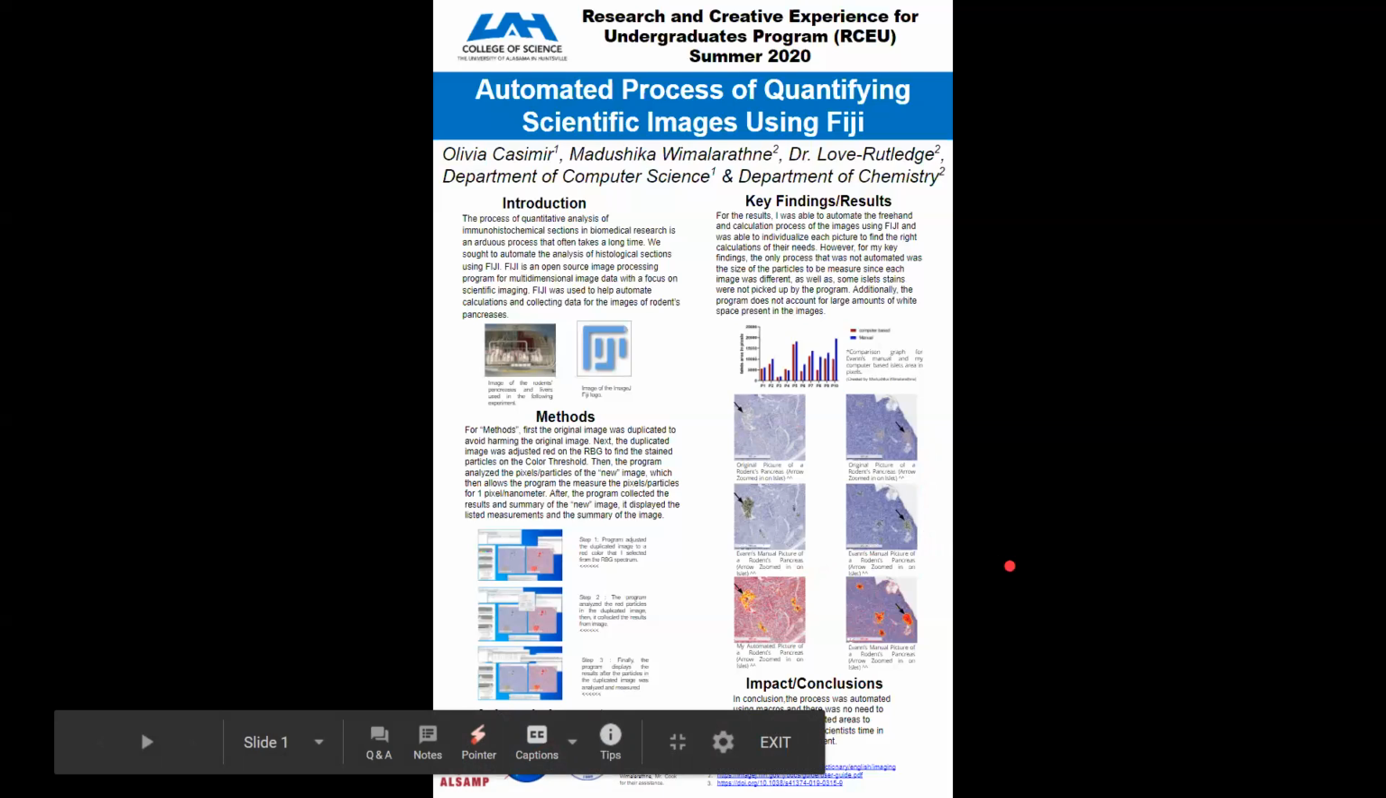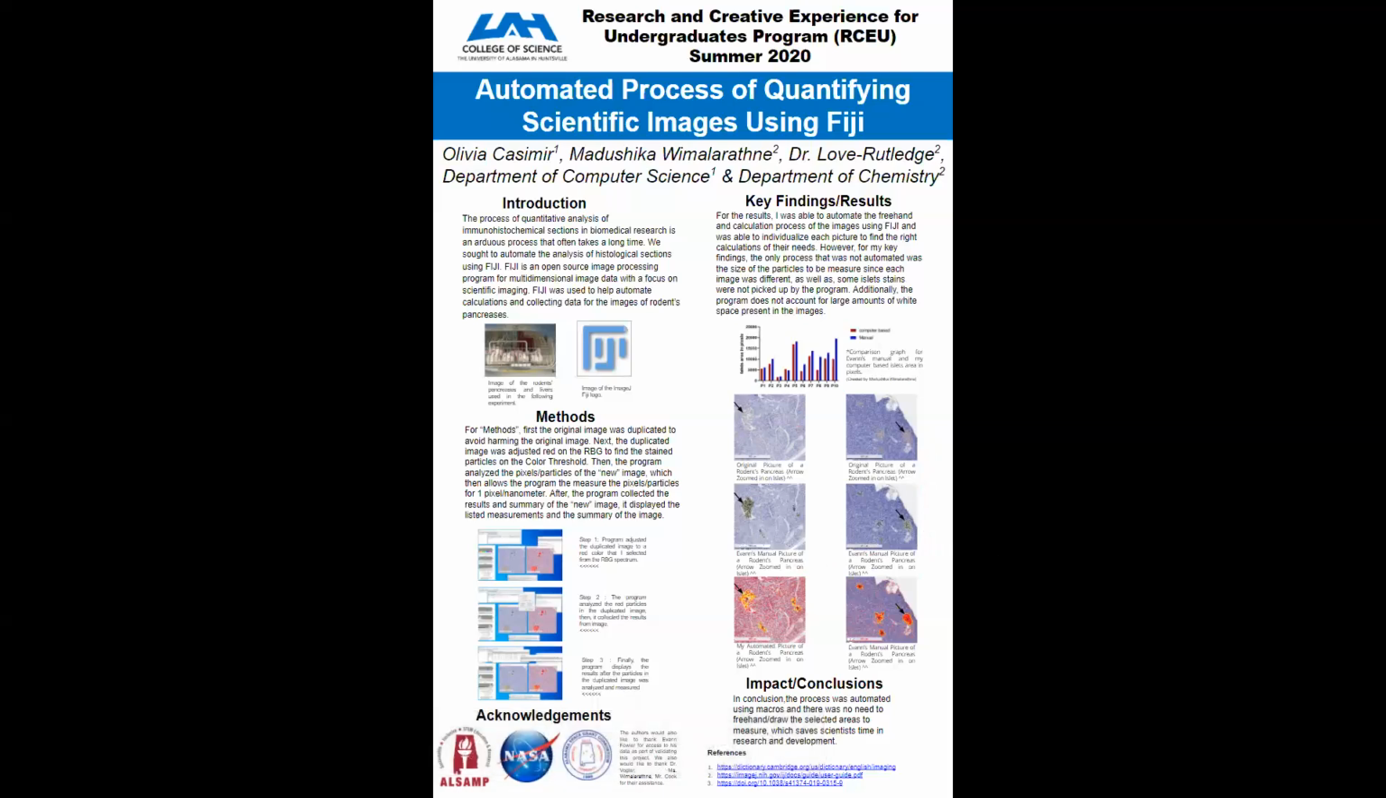For impact and conclusions. In conclusion, I was able to automate the process to help scientists cut down the time for manual work to help them find the solutions needed for research and development. However, even though I was not able to automate the individualized process of the pixel sizing, I was able to cut down a significant amount of time in finding particular stainings of the islets and the calculation process.